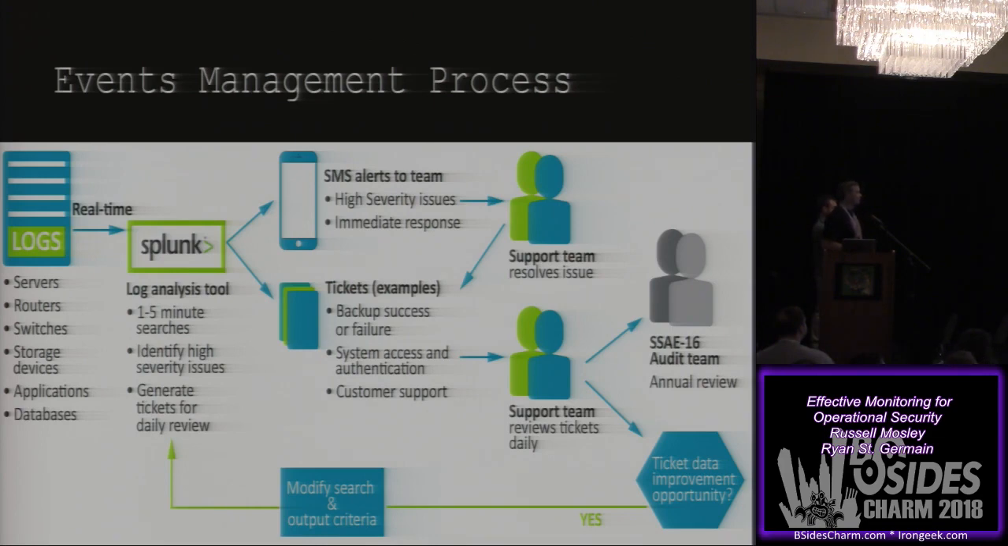In addition, when we see an opportunity for improvement, if there's a ticket that has way too much data or not enough pieces of critical information, we'll go back and modify the search and output criteria to continually improve the process.